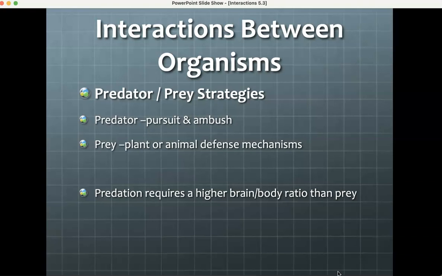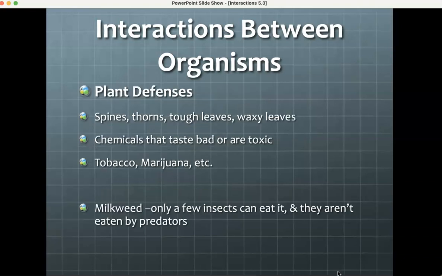So yeah, usually we see this with the higher level organisms. So let's see. We've got slides for what we just talked about. Plant defenses: spines, thorns, tough leaves, waxy leaves, chemicals that taste bad or are just outright toxic, tobacco and marijuana. Most organisms, humans aside again, don't appreciate those odd feelings that you get.